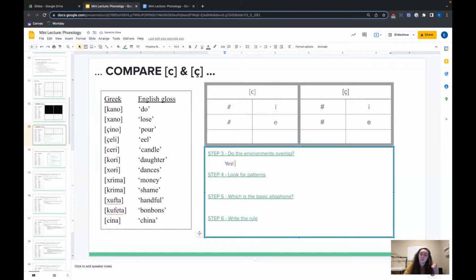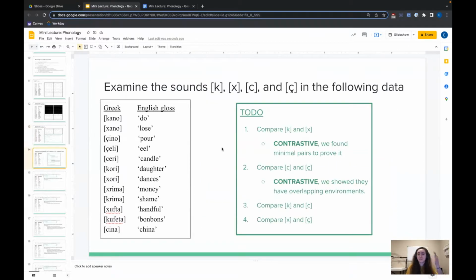So in our list of steps earlier, we said that if we can find them in overlapping environments, then that means they are in contrastive distribution. They belong to different phonemes. And we don't have to do steps 4 through 6 now, because we're not dealing with allophones of the same phoneme where there would be a rule. They just belong to different phonemes, and we can move on to the next set. So we've completed the first 2 sets.